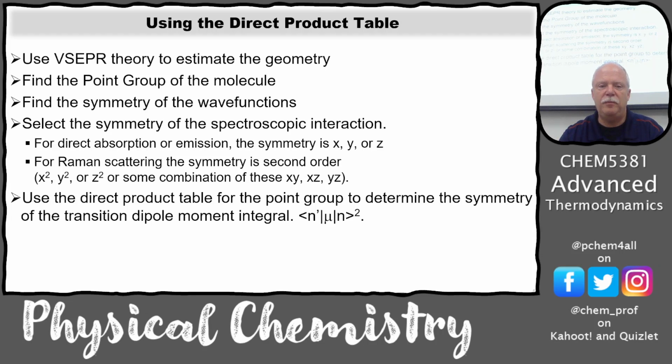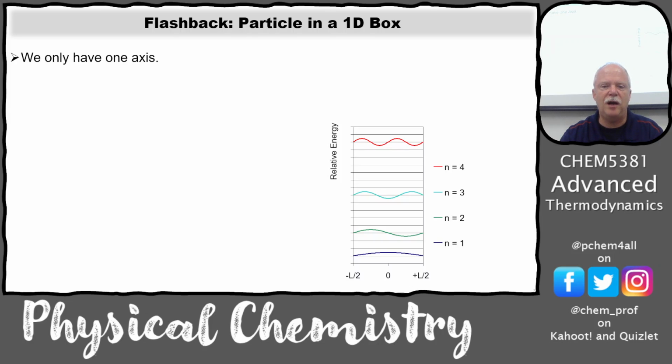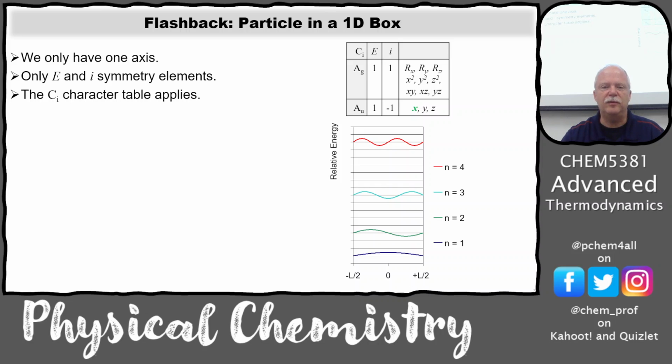Since we learn best by doing, let's do several examples of this. So this is a flashback to our particle in the box. Here's our energy level diagram. We only have one axis, so we really only have X, and only E and I symmetry elements. So here's our character table. You see, this is the CI point group right here. It looks like a C1, but there's a little dot on there, so that's a CI. It has the E and I symmetry elements.